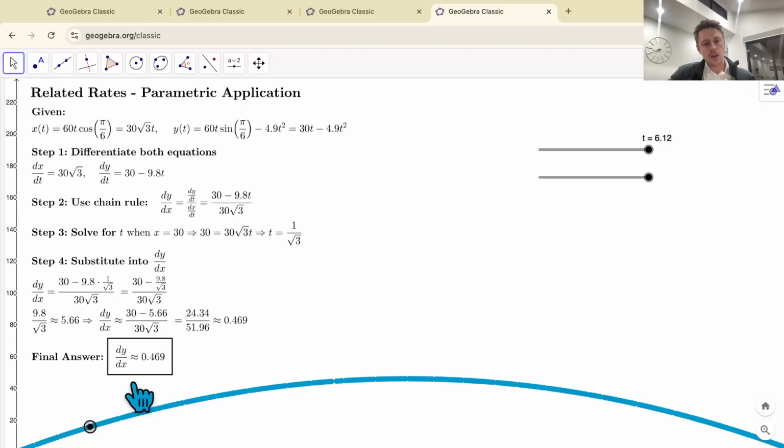And so, yeah, at different points, dy/dx will be different. And you can imagine, closer to the start, you would have a larger change in y over change in x because it's taking off. And then at the top, you would have dy/dx being 0, right?